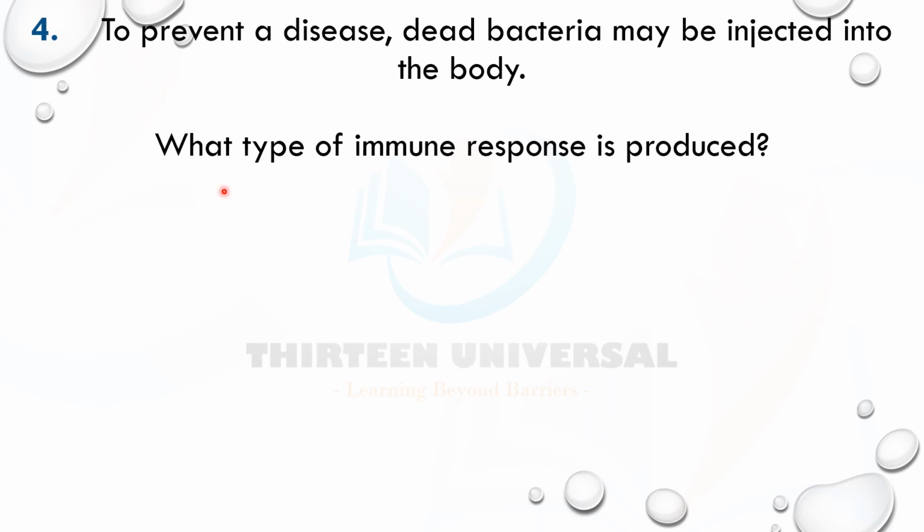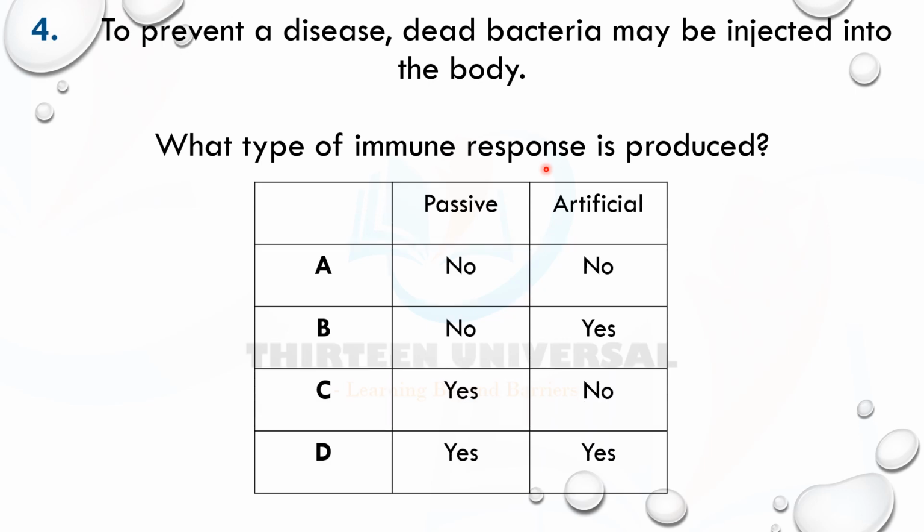Let's go to the next question quickly. To prevent a disease, dead bacteria may be injected into the body. This is intentional. What type of immune response is produced? What is the answer? Now because it is intentional, it is artificial. So we'll focus on B and D. Yes, artificial. Now when you inject this dead bacteria, an immune response will be triggered and memory cells will be formed.